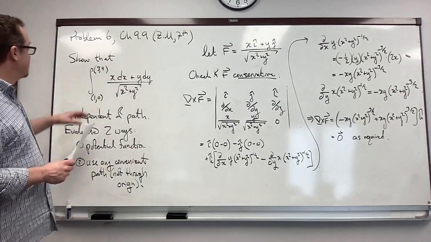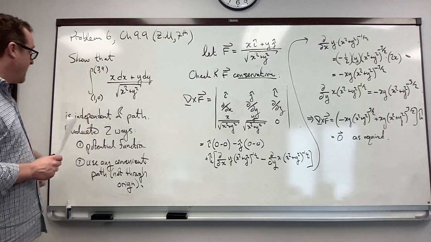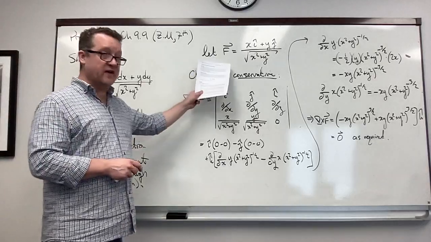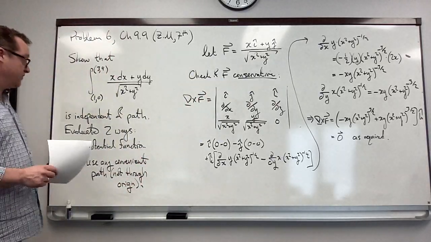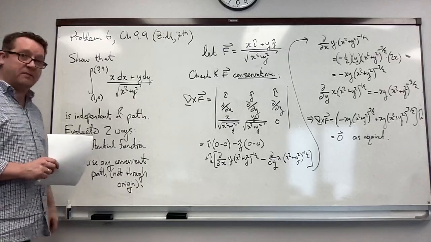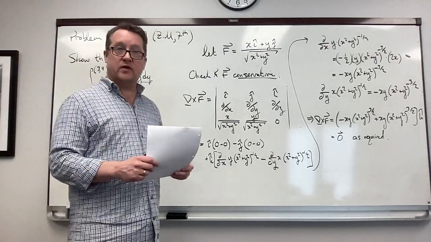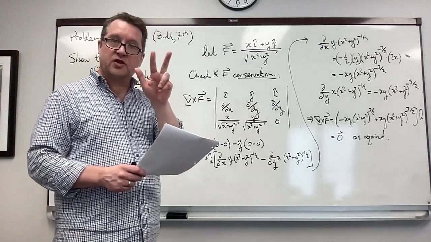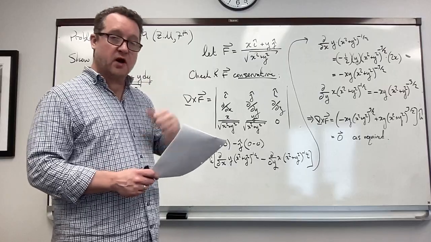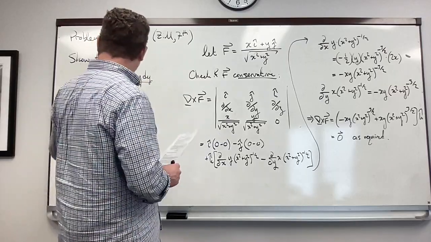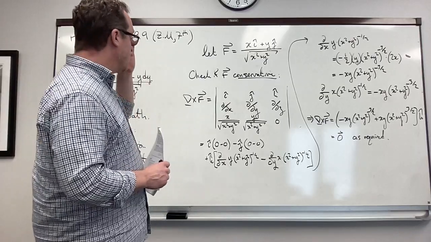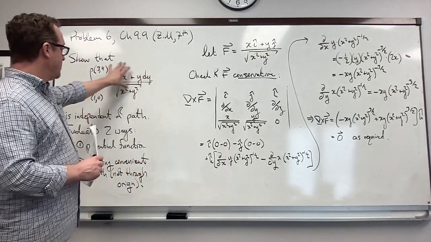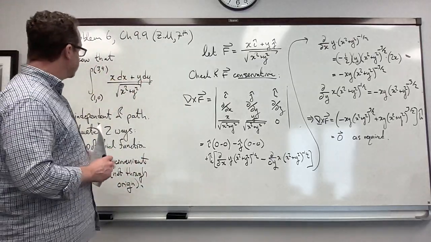So the first thing, show that this is independent of path, is really a matter of showing F is conservative. The fact that F is conservative means that there is a potential function we could use, and we could use any path between the endpoints and get the same answer. So there are 3 parts to this problem. The first part is show it's conservative, or show it's independent of path. So you identify what the vector field here is.